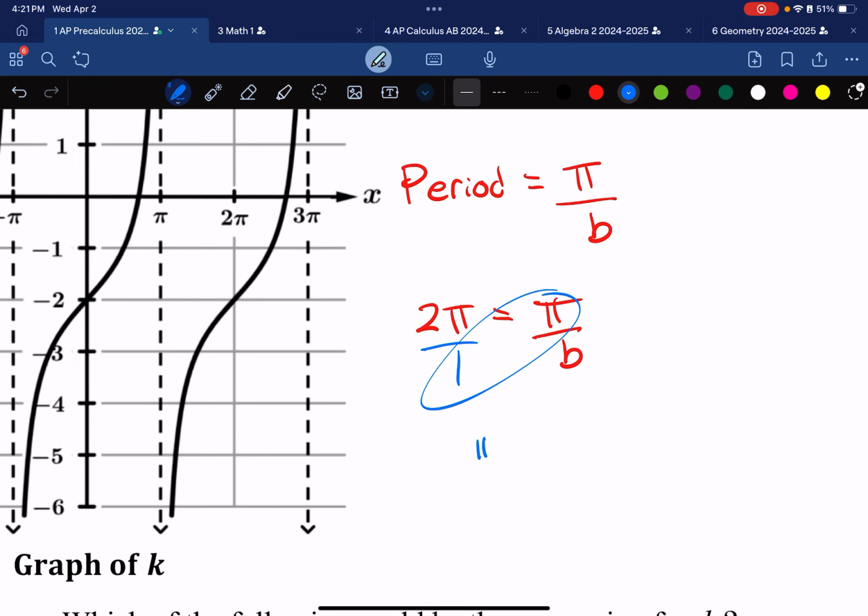1 times pi is pi. Cross multiply the other direction. 2 pi times b is 2 pi b. And then I can divide both of them by pi first. So that's kind of easy. Divide by pi, divide by pi. Those pi's are gone.